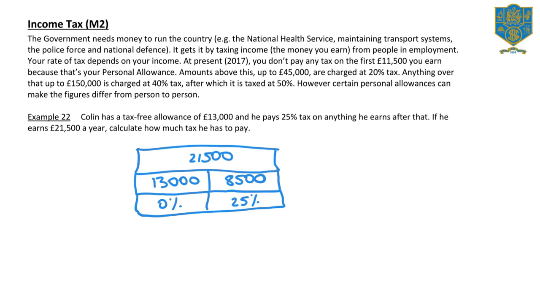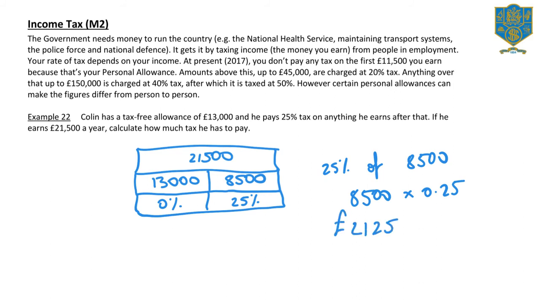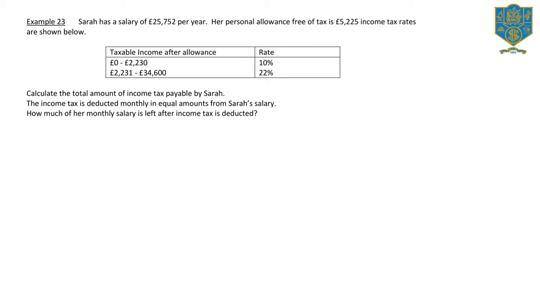So to work out how much tax Colin pays, it's going to be 25% of 8,500, which is 8,500 multiplied by 0.25, which is £2,125. So Colin will pay £2,125 total tax.